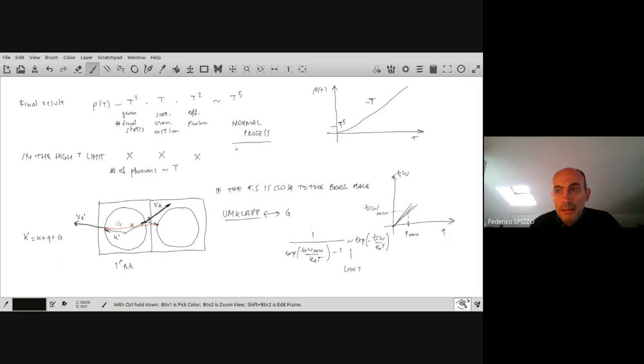Okay, and I would just like to add a last comment concerning the contribution of phonons when we consider the dynamics of the electrons. Do you have questions or comments concerning this part?